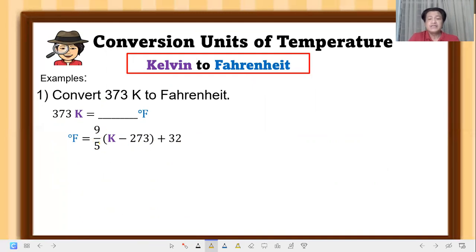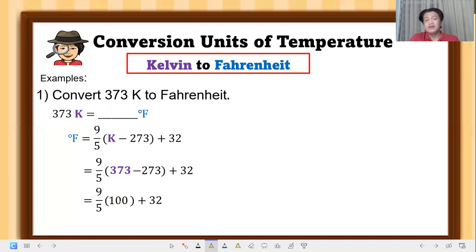Okay, and then, i-replace lang natin yung ating given, which is Kelvin, doon sa formula. Yun yung K. Kaya, yan yung ilalagay natin sa parenthesis. And that is 373 minus 273. Okay, yan ngayon ang ilalagay natin sa parenthesis. Meaning to say that is step by step muna, no? And the difference is 100. Yung 100, i-multiply mo by 9, tsaka mo i-divide by 5. That is equal to, yan yung ilalagay sa parenthesis, 180.